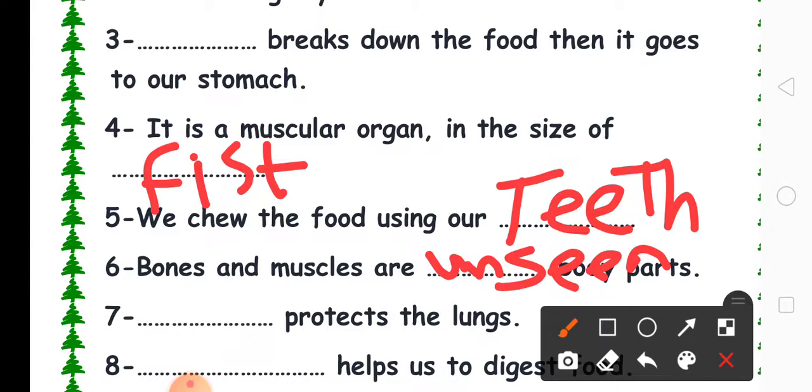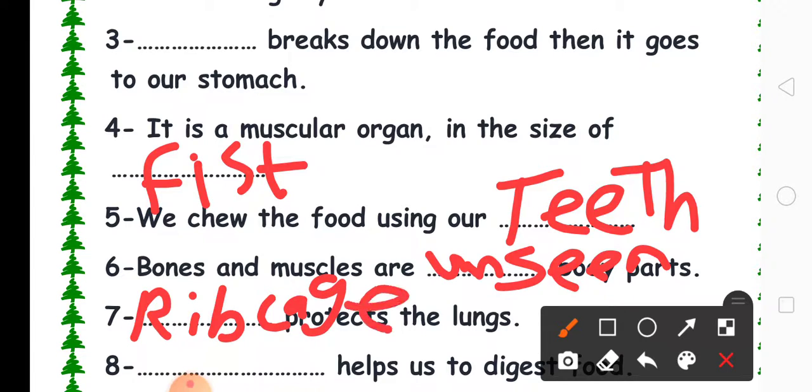Which protects the lungs? Yes, super, rib cage. Who helps us to digest the food? Yes, digest the food, so it's the digestive system. So the digestive system helps us to digest the food. So write digestive system.